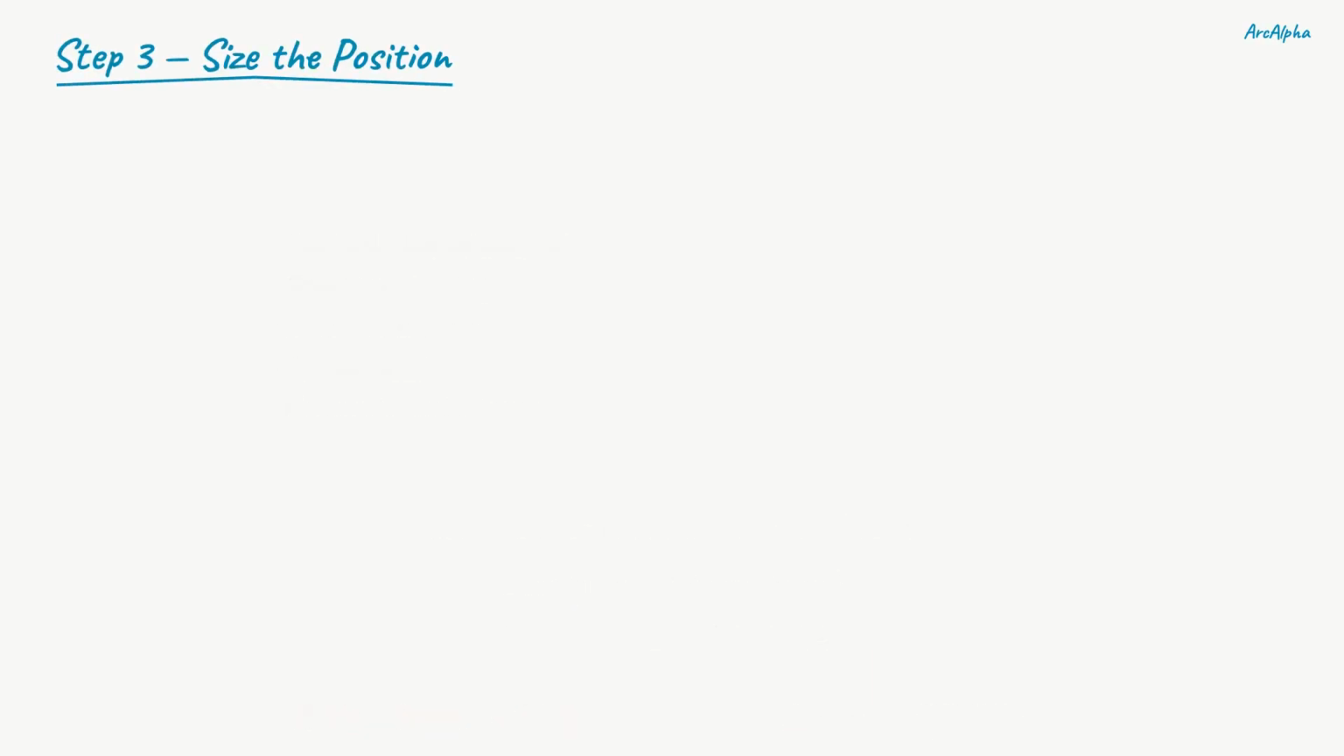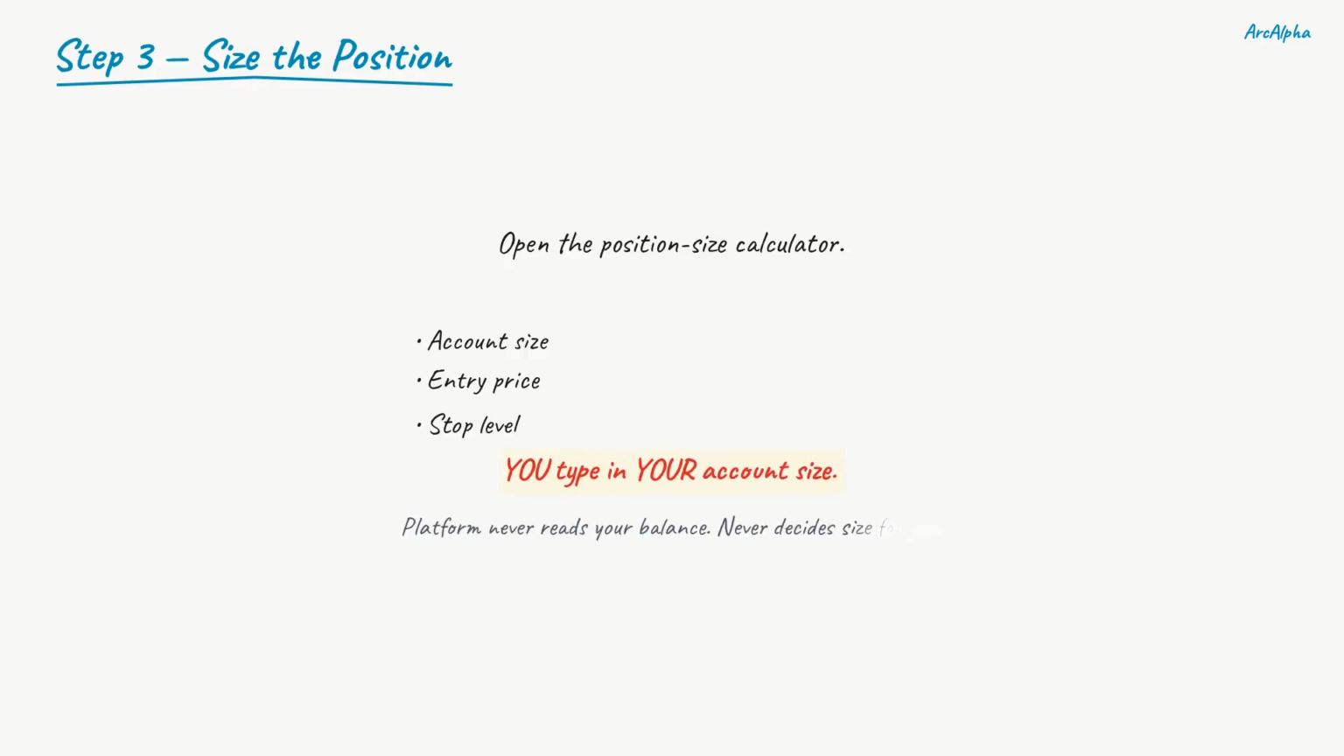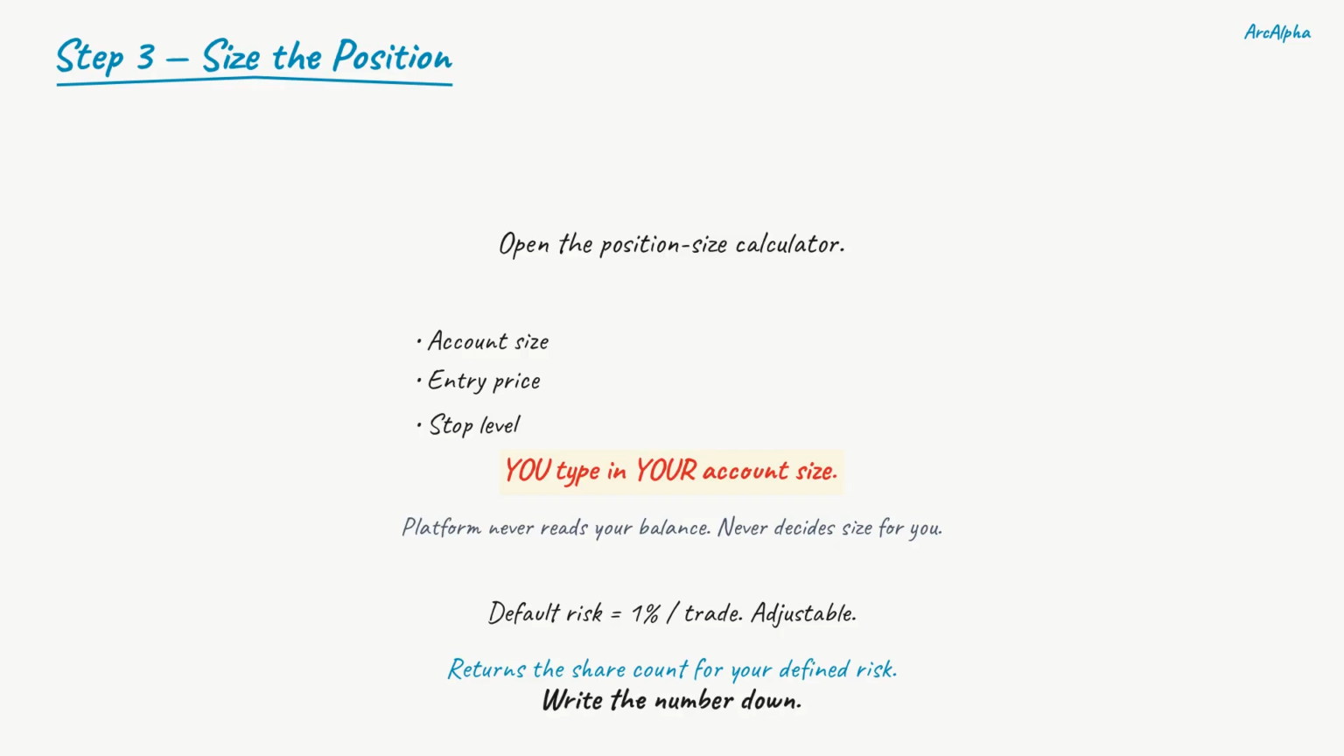Step 3, size the position. Open the position size calculator on the platform. You input 3 numbers: your account size, the entry price, and the stop level. Important, you type in your own account size. The platform never reads your broker balance and never decides position size for you. The calculator defaults to 1% risk per trade. You can adjust the risk percentage if you have calibrated something different for your own approach. It returns the share count that keeps your loss to your defined risk if the stop level is breached. Write that number down, you will use it in the bracket order.